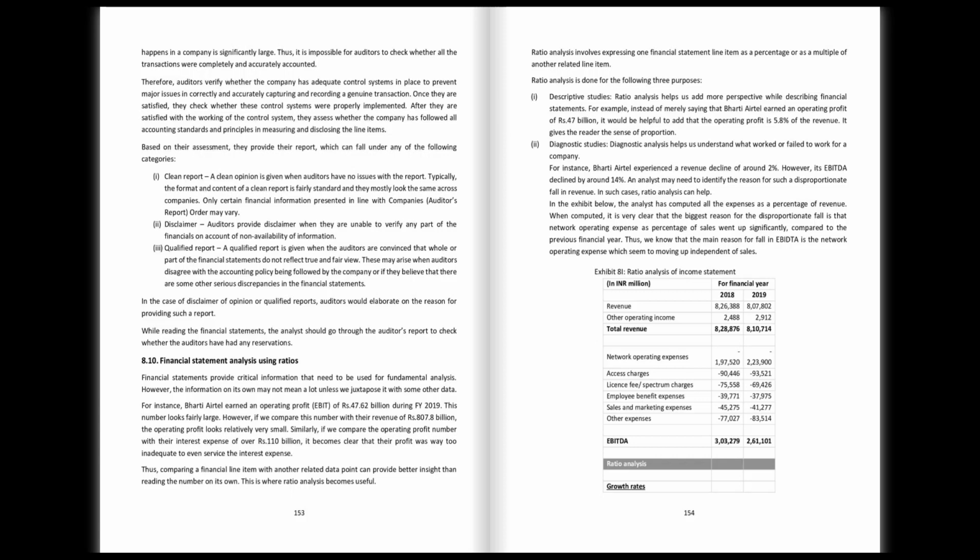Ratio analysis involves expressing one financial statement line item as a percentage or as a multiple of another related line item. Ratio analysis is done for the following three purposes. 1. Descriptive studies. Ratio analysis helps us add more perspective while describing financial statements. For example, instead of merely saying that Bharti Airtel earned an operating profit of 47 billion rupees, it would be helpful to add that the operating profit is 5.8% of the revenue. It gives the reader a sense of proportion.